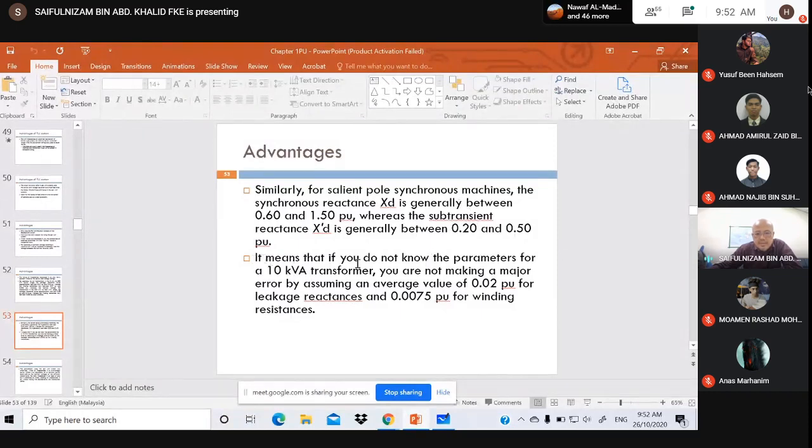So it means that if you do not know the parameters of, for example, a 10 kVA transformer, then assuming the average value between this 0.02 and 0.0075 for winding resistance does not cause a major error in the per unit values of the impedance.